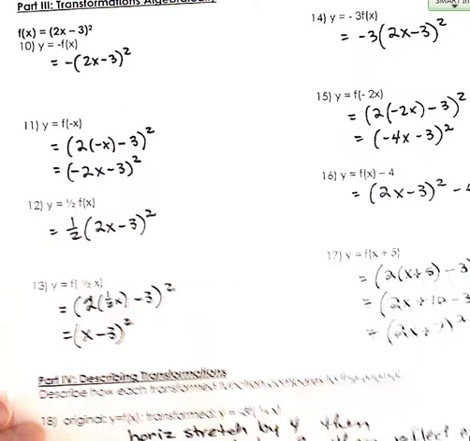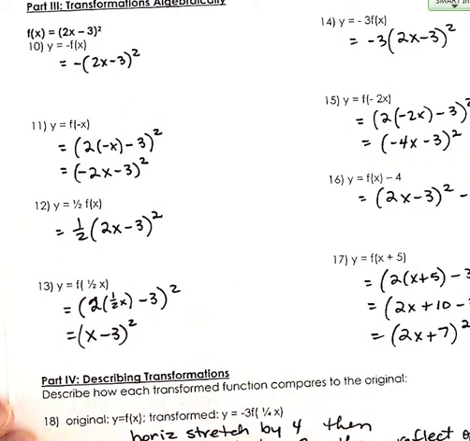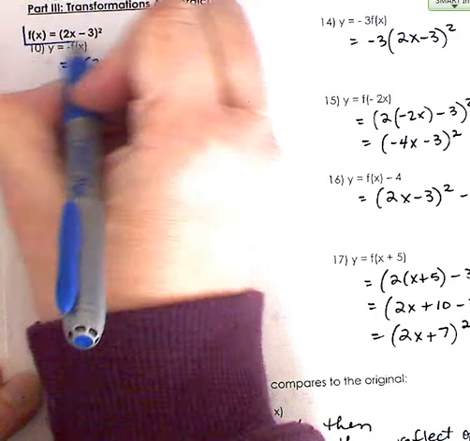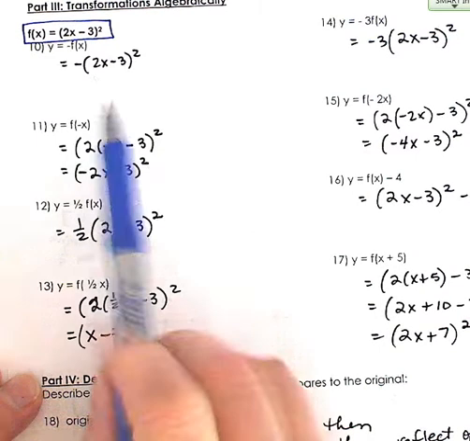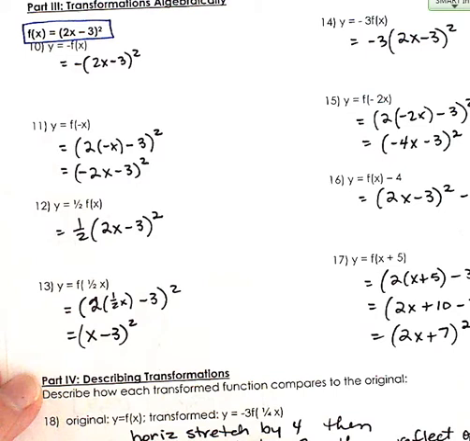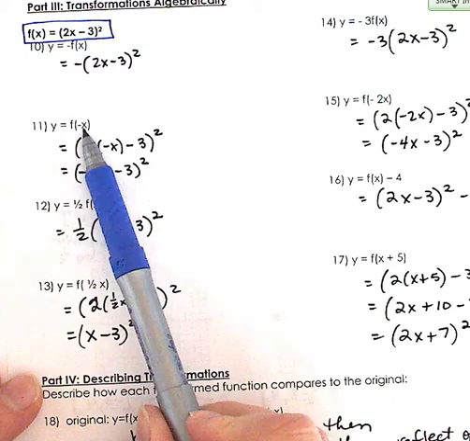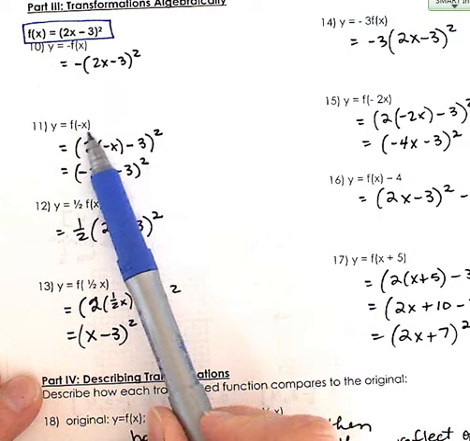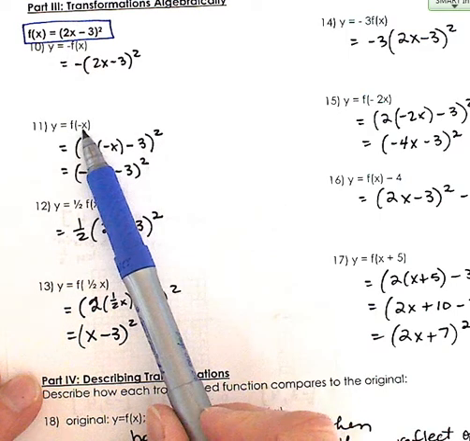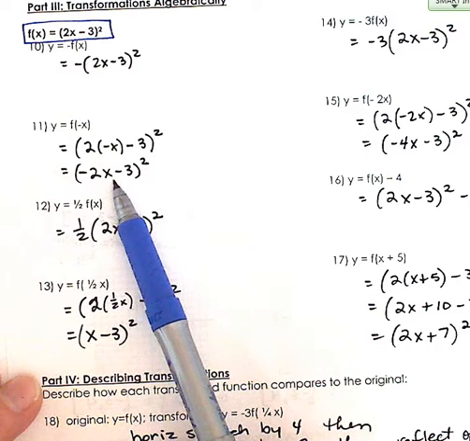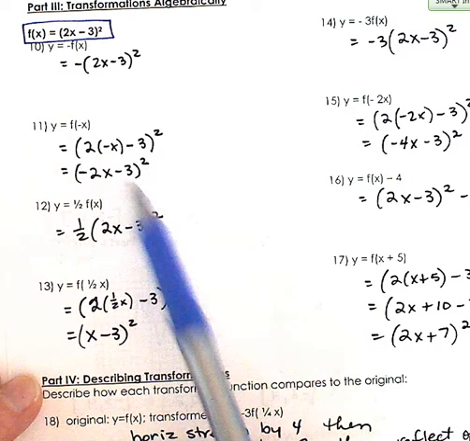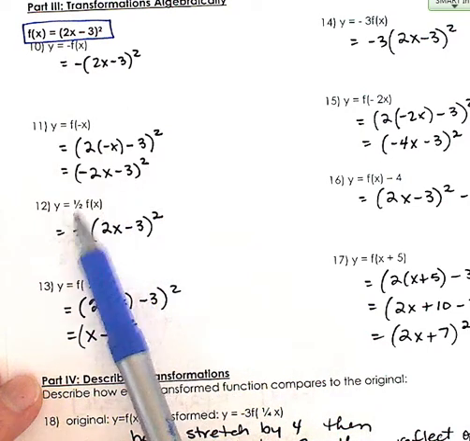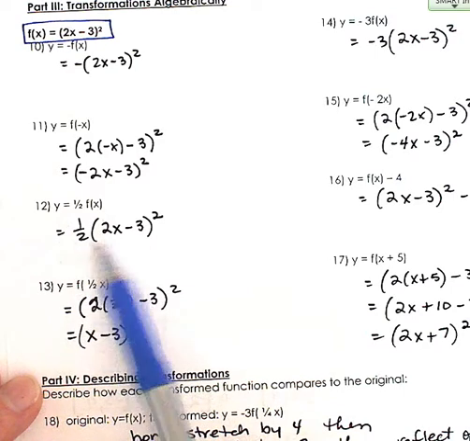On the next page, all of these functions start off with this original 2x minus 3 squared. So in number 10, there's a negative out front, so you put your negative out front. There's no need to FOIL in this case. Number 11, I'm going to replace, so that would have been a reflection over the x. This is a reflection over the y. I'm going to replace all my x's with negative x's, and my end result is -2x minus 3 all squared. Number 12, I've got a 1/2 out front. I simply put a 1/2 and then multiply through.